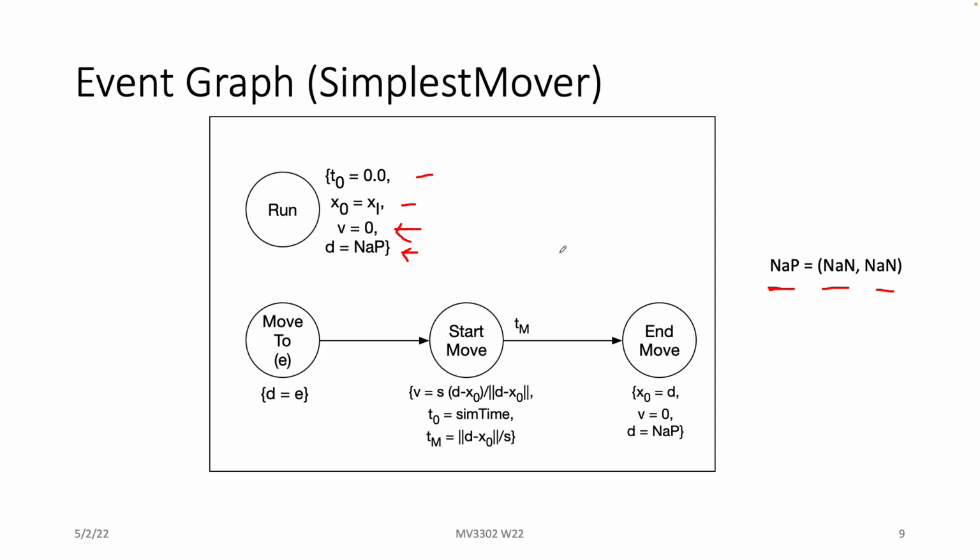Isn't this functionally just a time step, except the time step varies? No. Because we have the delay. It's going from point to point, where the points are x0 and d, with a delay of t sub m.